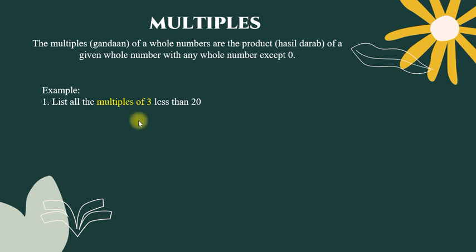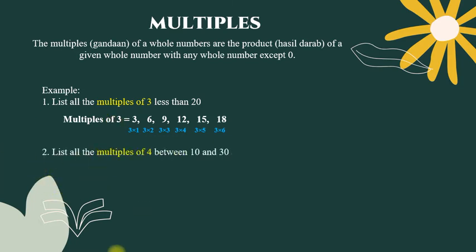List all the multiples of 3 less than 20. So if you look at the word here, we want to find the multiples of 3. We start at 3 and then after that 6, 9, 12, 15, 18. Less than 20, so we stop here. How to get this? Actually, multiples of 3 mean that 3 times 1 is 3, 3 times 2 is 6, 3 times 3 is 9, 3 times 4 is 12, 3 times 5 is 15, and 3 times 6 is 18. So these are the multiples of 3.